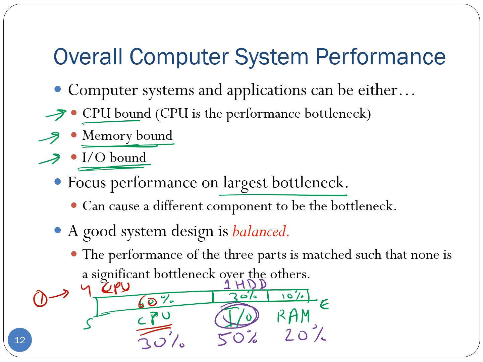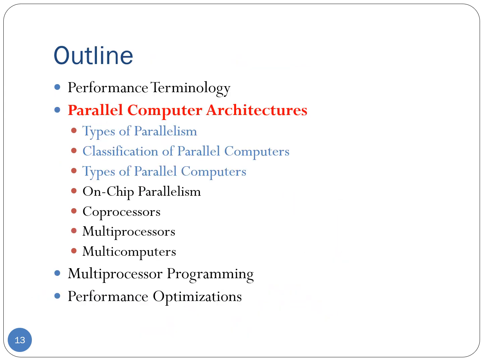Keep in mind that a good system design is balanced. What that means is the performance of all of these three components, the CPU, the IO subsystem, and the memory subsystem, is balanced, or matched, such that none of these three is a significant bottleneck over the others. So next we are going to get started with an introduction to parallel computer architectures.